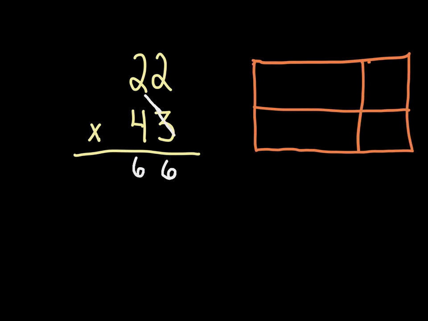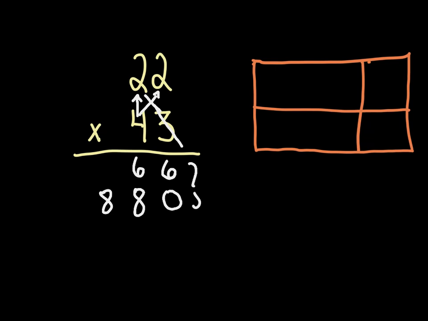Now that we're crossing out that 3, we're done with the 1s. We need to put a placeholder of 0. So every time you cross out that 1s, make sure you place a 0 for a placeholder. Then we go 4 times 2 is 8.